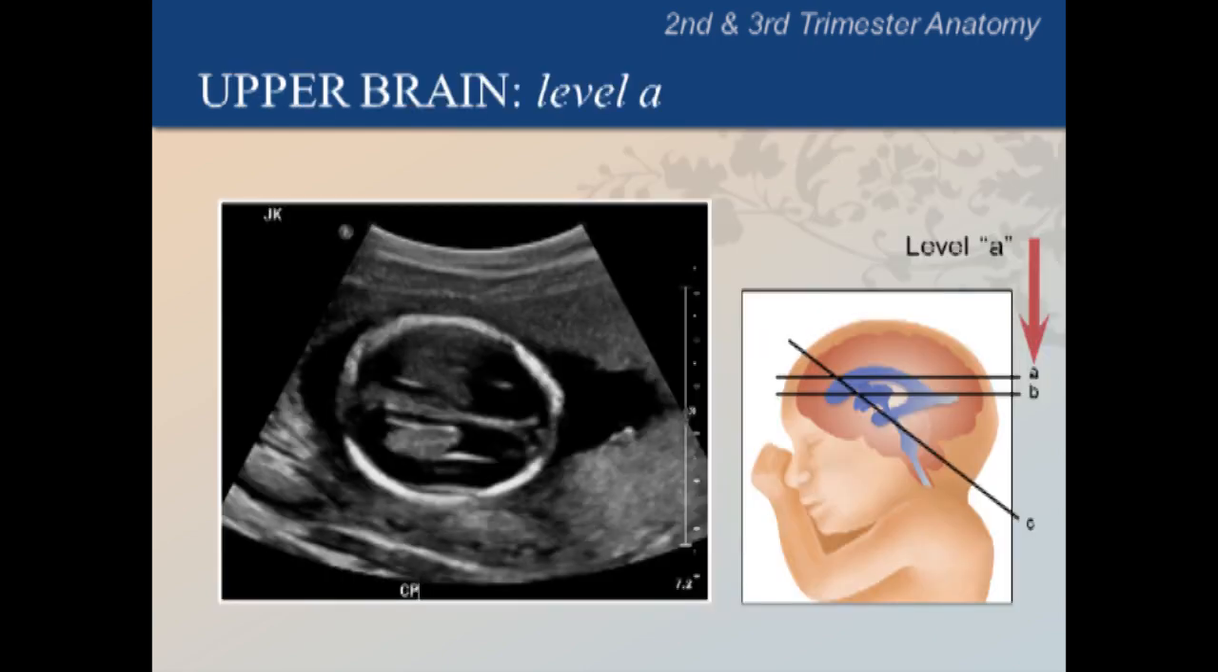This is a transverse image of the fetal head at level A, which is best to see the ventricles in the brain. We can see how level A slices through the ventricles just above the middle. The ventricles are filled with fluid, so they are anechoic or black. The echogenic material in the ventricles makes the fluid, which is called the choroid plexus.